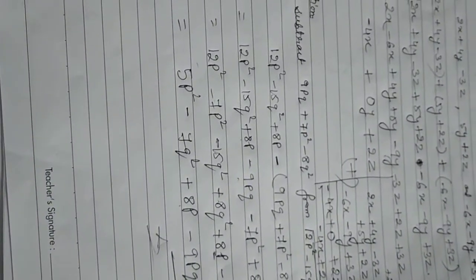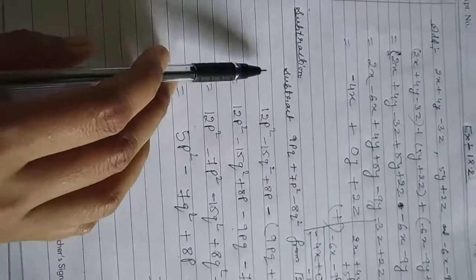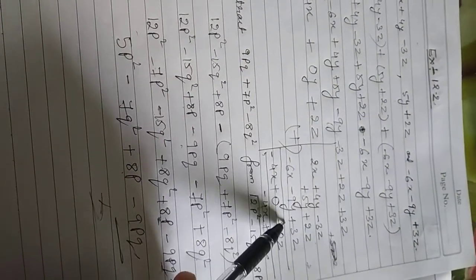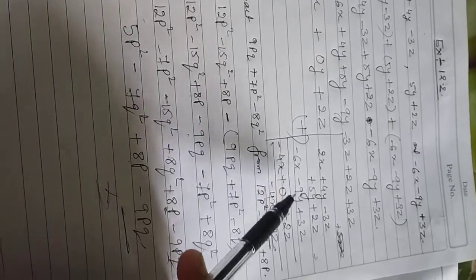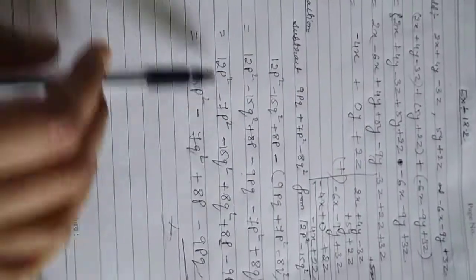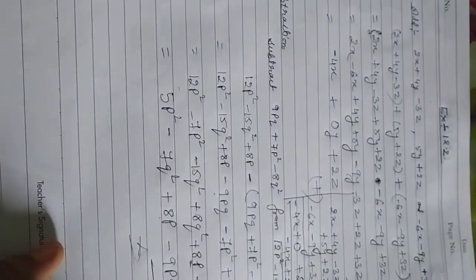Similarly, in your exercise, questions are given. Exercise 12.2. Here, subtraction also you can do with the column method. Okay, it is your wish. If you feel comfortable with the column method, you can use this method, or if you feel comfortable with the horizontal method, you can use this. Both you can use. Okay, now question number 1 of exercise 12.1.